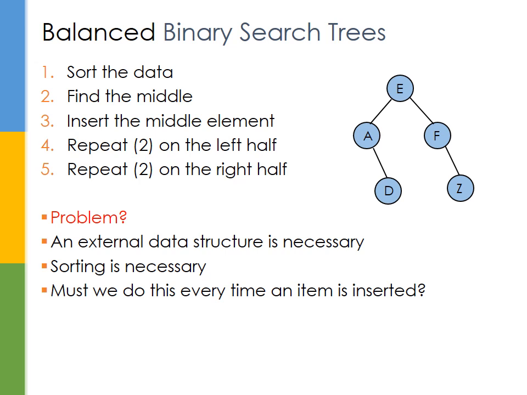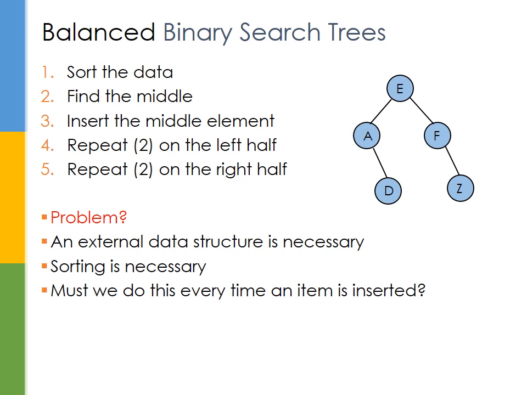So the answer is that it depends on what kind of insertion happens. If an insertion maintains a balanced tree, then we don't need to do anything further. So for example, if we were to insert a node to the left of node F, then we would still have a balanced tree structure.